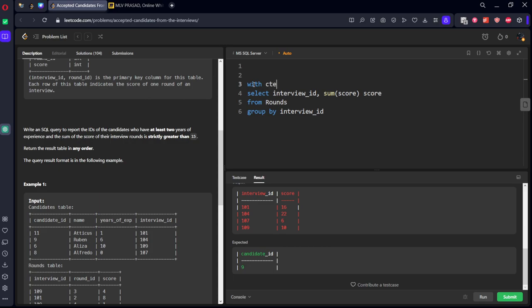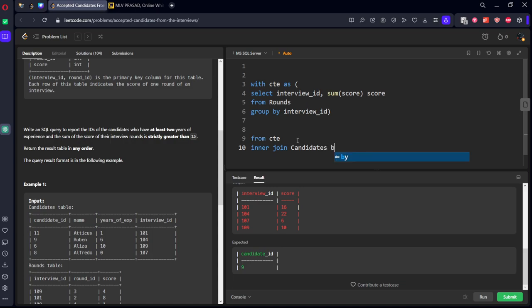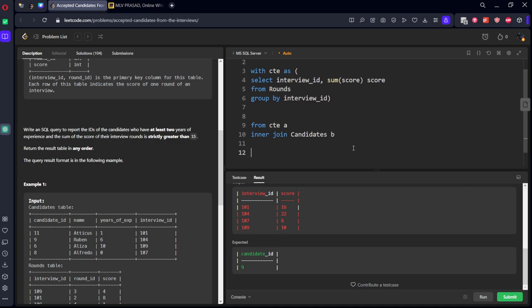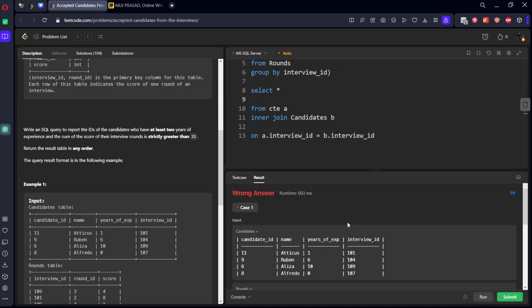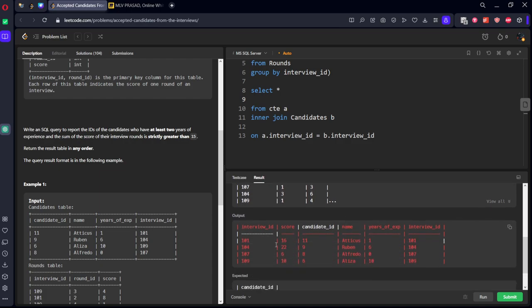Let's call it as CTE. Now from CTE, inner join candidate, let's call it B. Yeah, what is the common column joining these two things? A dot interview ID equal to B dot interview ID. Now select all the columns. Okay, we have joined all the columns.